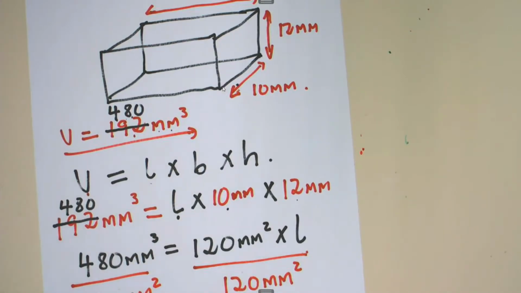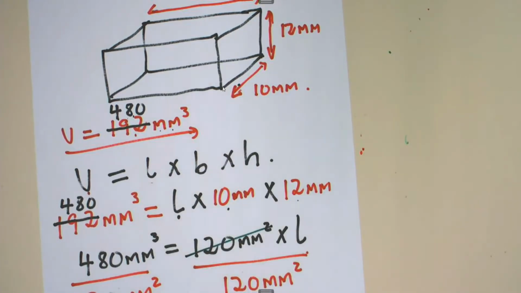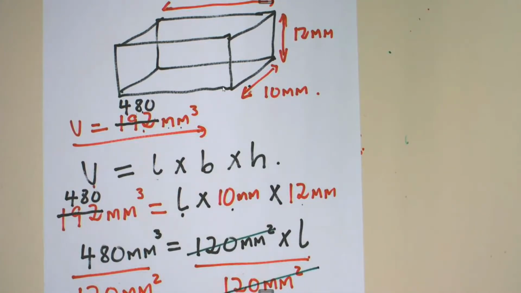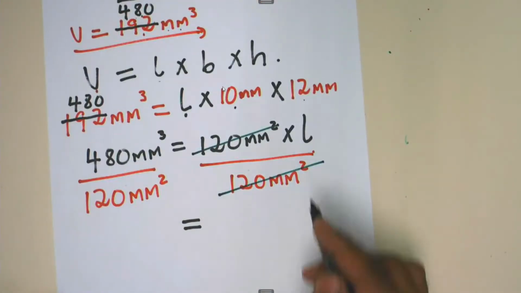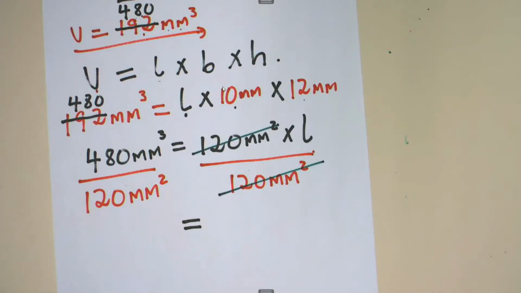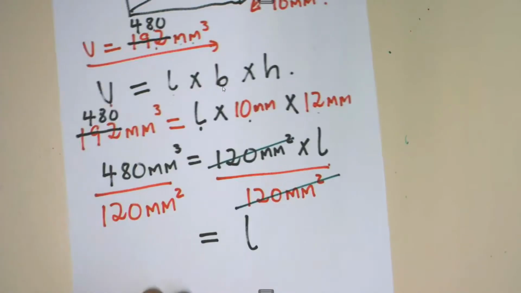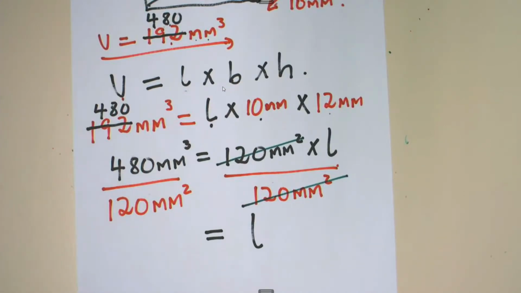Right. And therefore have a look at here. Now here we are now having what? 120 millimeter squared divided by 120 millimeter squared is what? A 1. Now what is 1 multiplied by L? I will get L.